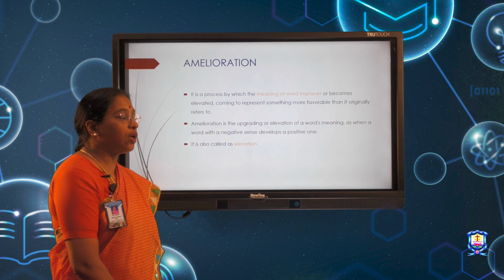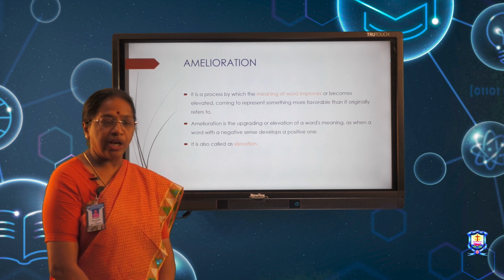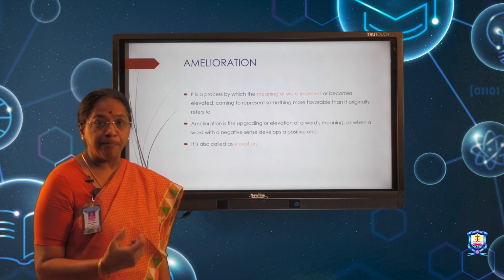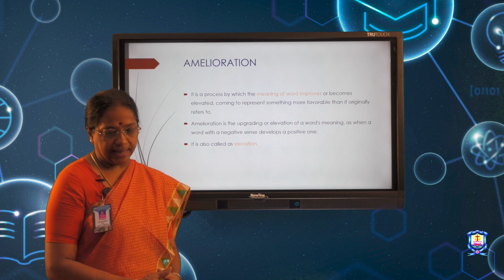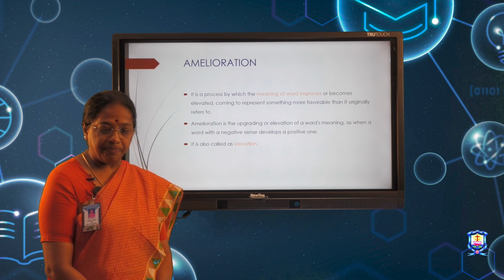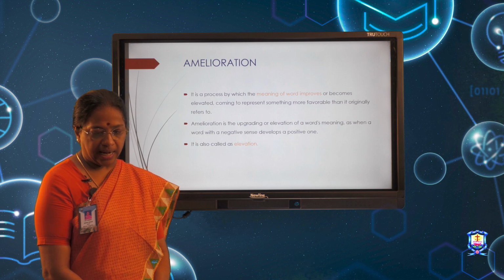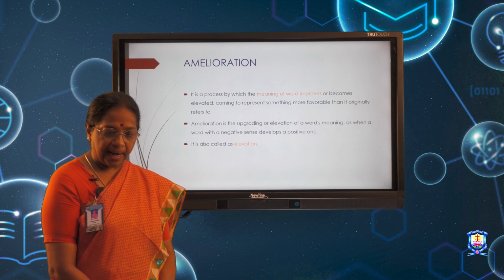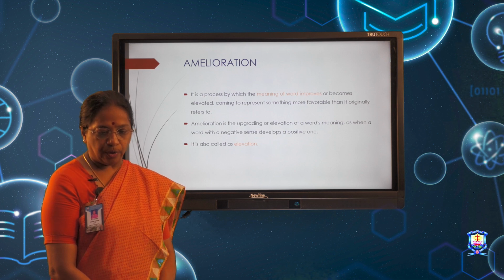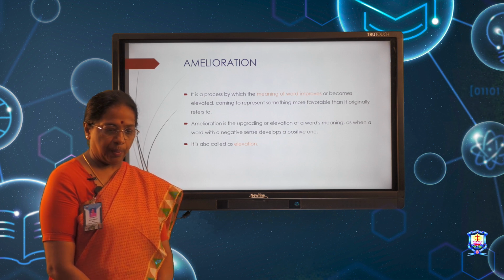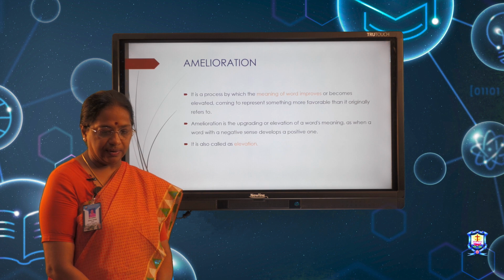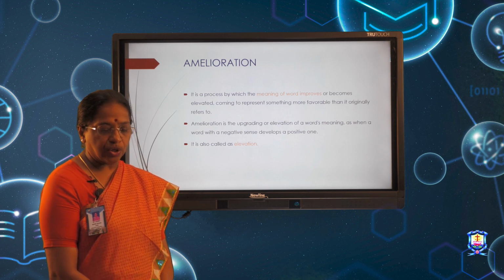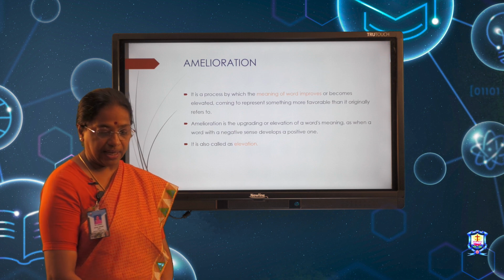Amelioration is the process by which the meaning of a word improves or becomes elevated, coming to represent something more favorable than it originally referred to. Amelioration is the upgrading or elevation of a word's meaning, as when a word with a negative sense develops into a positive one. It is also called elevation.